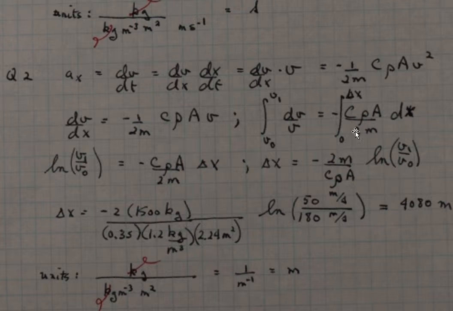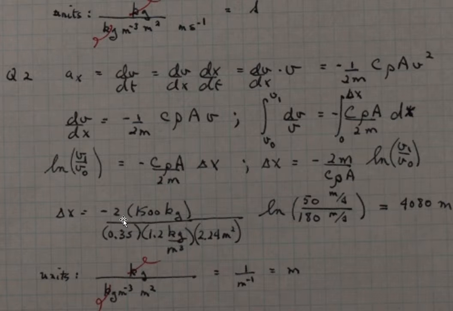And so the integral on the left is ln of v1 over v0, and on the right I'm integrating from 0 to delta x, so it's minus c rho A over 2m times the displacement I'm trying to find. And now I can solve this for displacement. Displacement is minus 2m over c rho A times ln of v1 over v0.